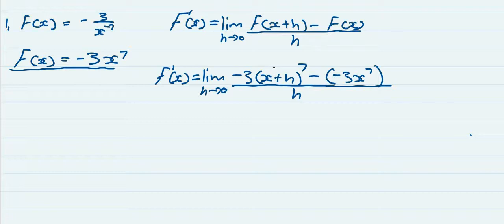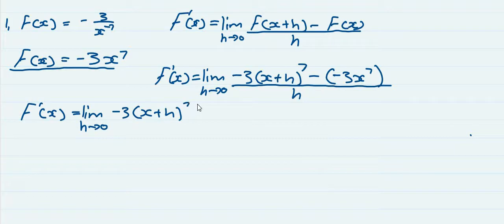When substituting, write the formula first and then do the substitution. Then we simplify. f prime equals the limit as h approaches 0 of minus 3 into x plus h to the power 7, minus times minus is positive, 3x to the power 7, then all divided by h.